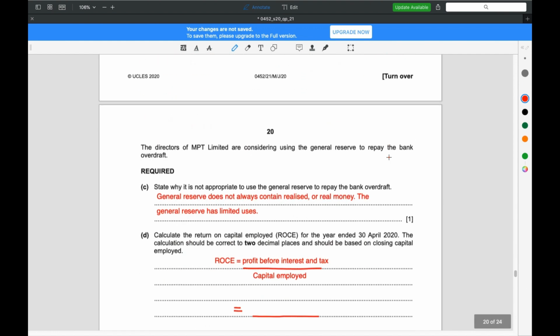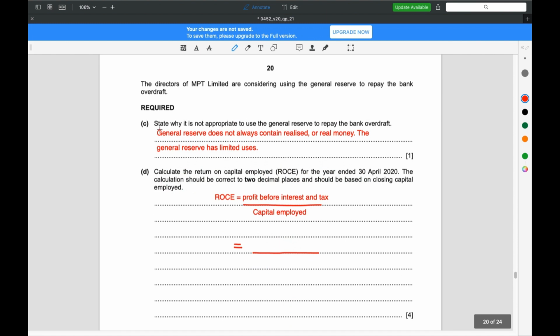All right. So in part C, he says, state why it is not appropriate to use the general reserve to repay the bank overdraft.